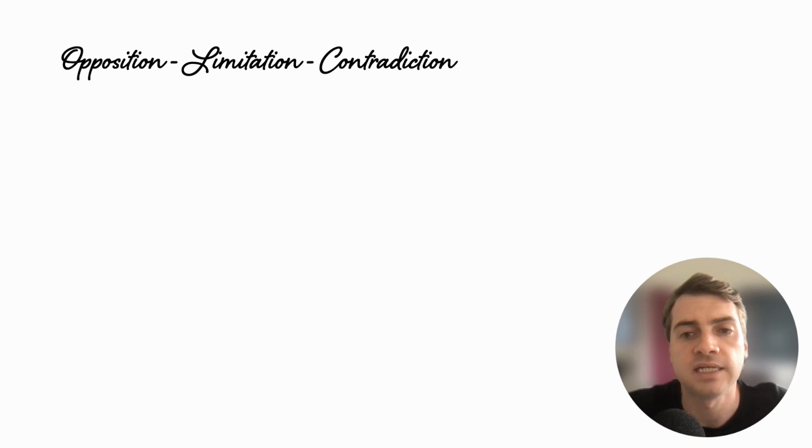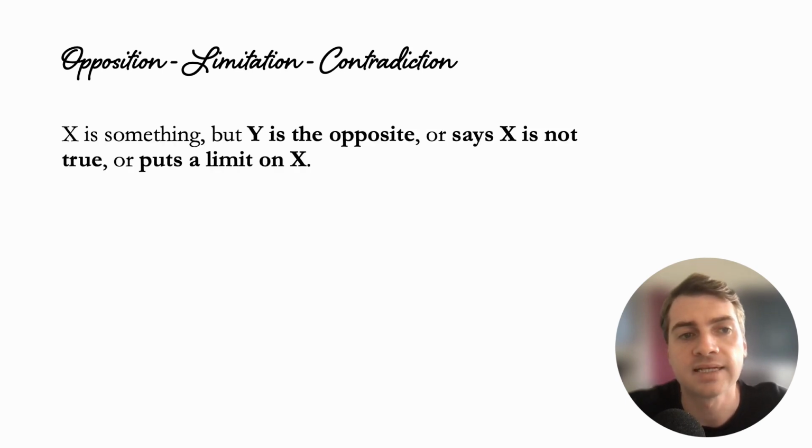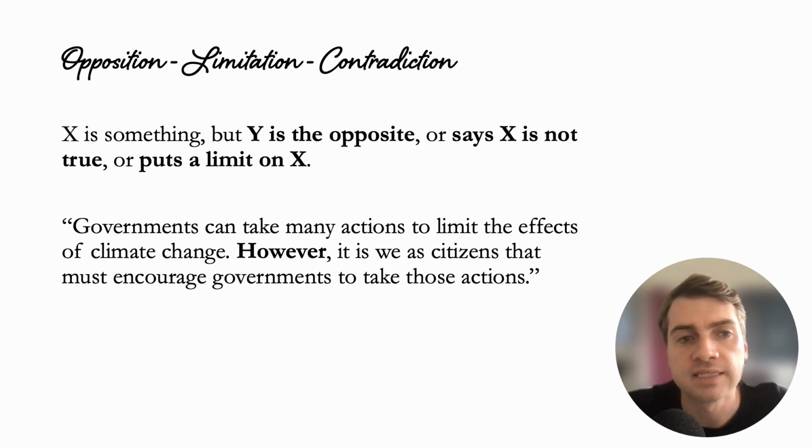Okay, opposition, limitation, or contradiction. So X is something, but Y is the opposite, or says X is not true, or puts a limit on X. For example, governments can take many actions to limit the effects of climate change. However, it is we as citizens that must encourage governments to take those actions. So here we're saying, yes, X is true, or yes, governments can limit climate change, but however, Y puts a limit on that or contradicts that a bit by saying we as citizens need to encourage them to do it.